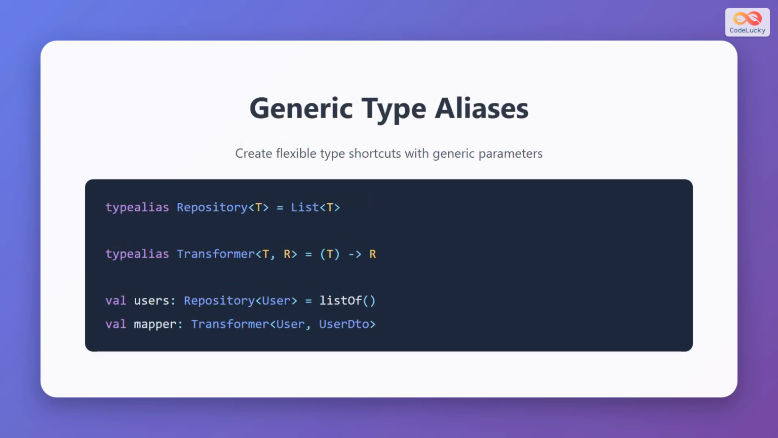Type aliases can also work with generic parameters, creating flexible type shortcuts. You define a generic type alias using angle brackets with type parameters. For example, typealias Repository<T> = List<T> creates a generic alias. You can also have multiple type parameters, like typealias Transformer<T, R> = a function from T to R. When using these aliases, you specify the concrete types. For instance, val users: Repository<User> = listOf(), or val mapper: Transformer<User, UserDTO>. This approach provides both flexibility and clarity.